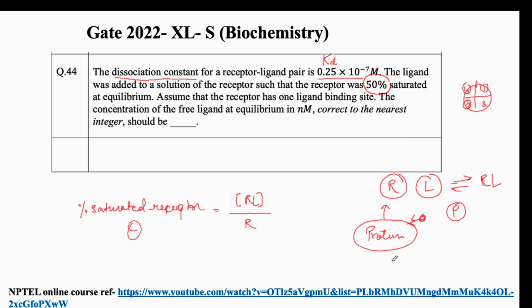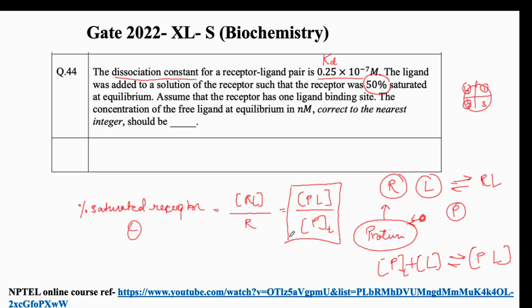So the reaction will be protein plus ligand will give us protein and ligand in the bound form. So we can rewrite this as ligand bound to the protein upon total protein which is present. This is the total protein. We have to keep this in mind.